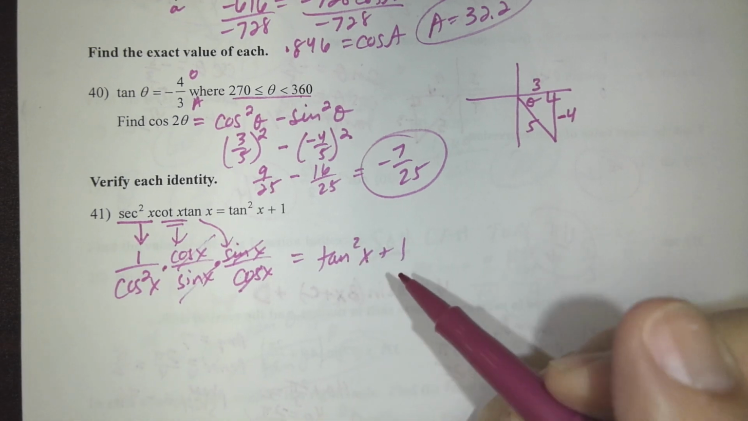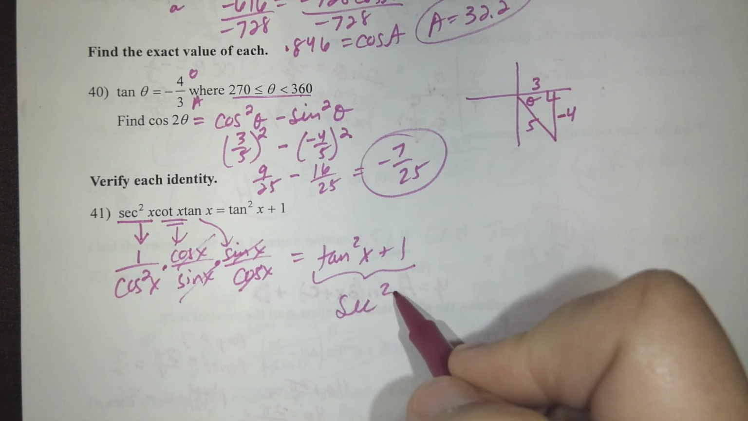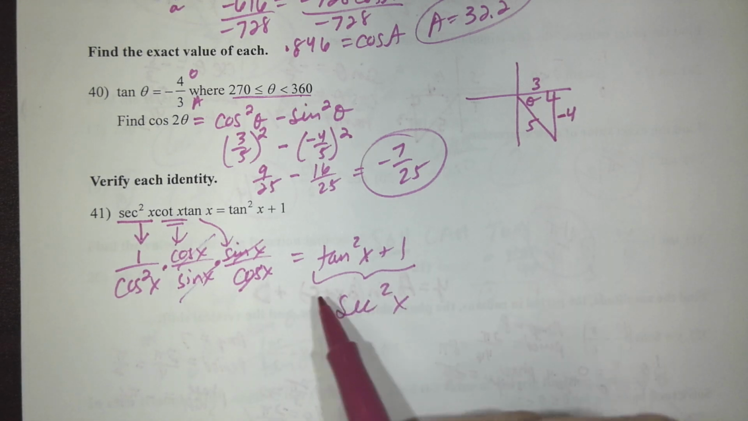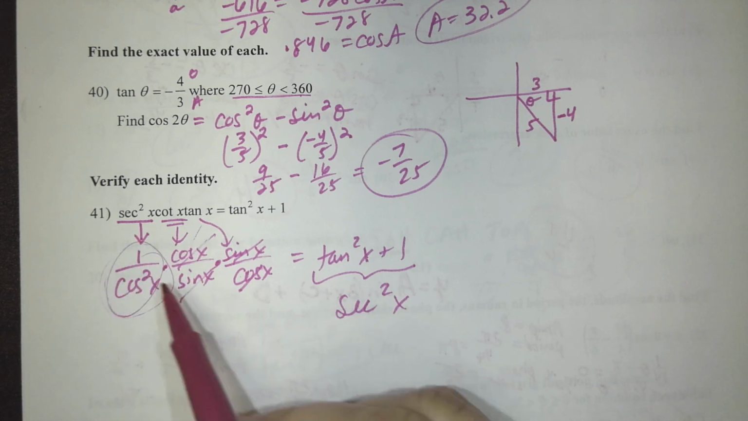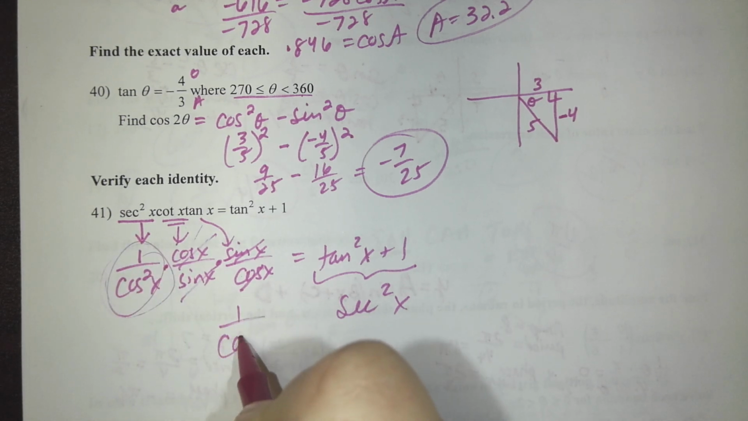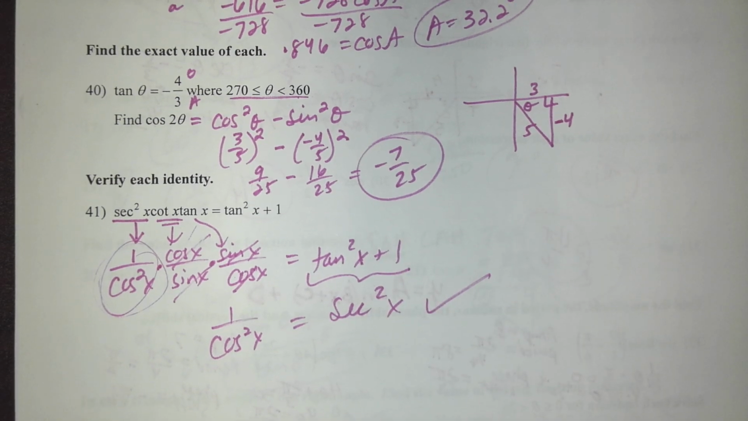But you know what I could have done? I could have realized that this is actually just secant squared. And if I crossed off this and this one, and I have this left over, which is secant squared, that's done. That's good enough work for me. All right. Let's try this last page, and I'll be done.